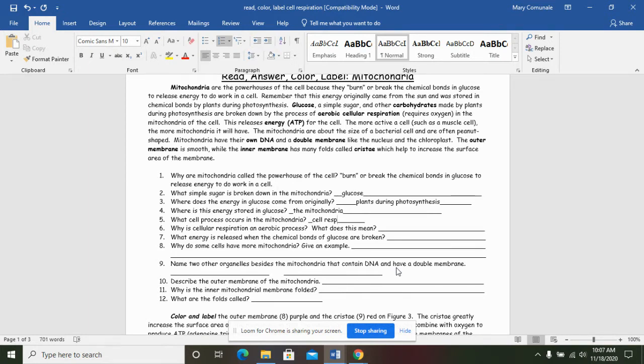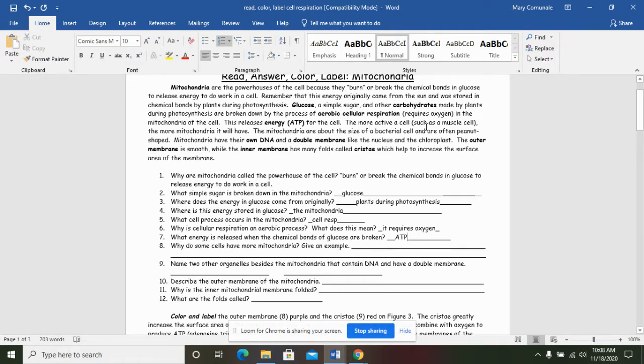Why is cellular respiration an aerobic process, and what does this mean? So right up here it tells us it's broken down by the process of aerobic cellular respiration, which requires oxygen. So it is an aerobic process because it requires oxygen. And it means that it requires oxygen. What energy is released when the chemical bonds of glucose are broken? This releases energy, ATP, for the cell. ATP.